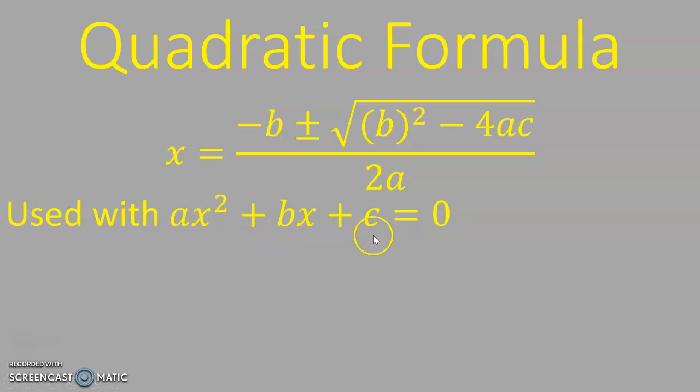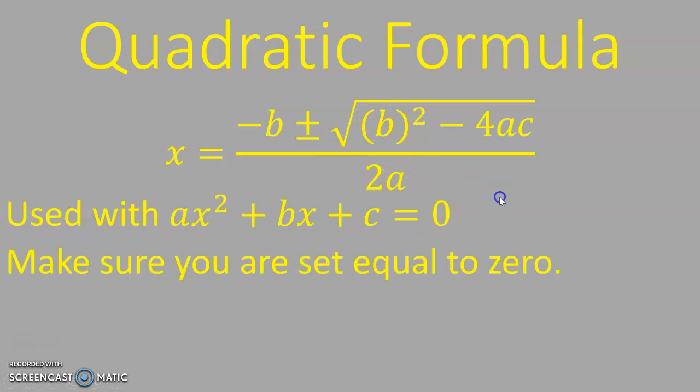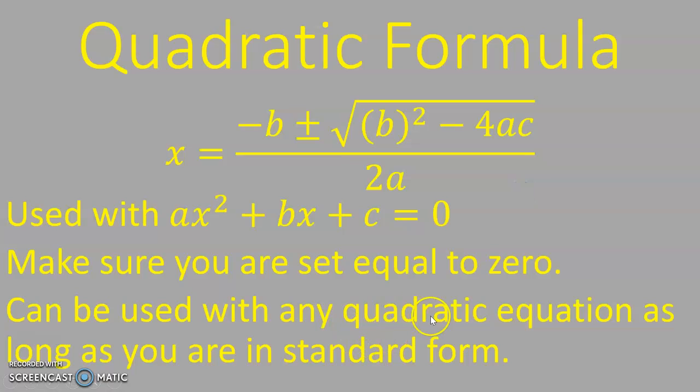So standard form of a quadratic would be where our variables are in descending order in terms of their exponents, and where it's set equal to 0. So if I complete the square on that, which is a separate video, you're going to end up with this. Make sure you're set equal to 0 and realize it can be used with any quadratic equation, but first make sure you're in standard form, or A, B, and C would not be properly defined.